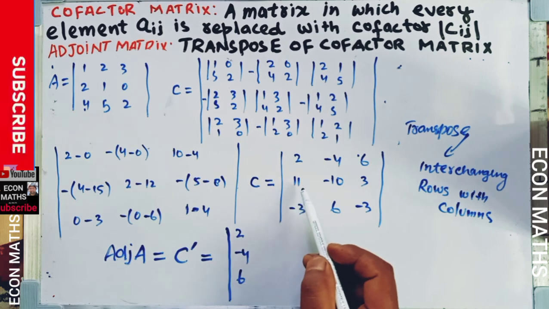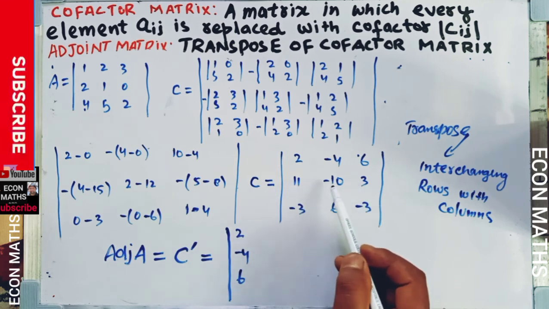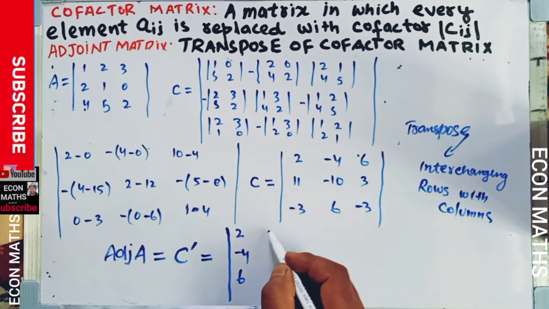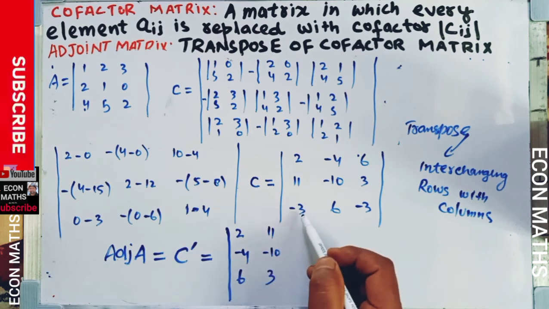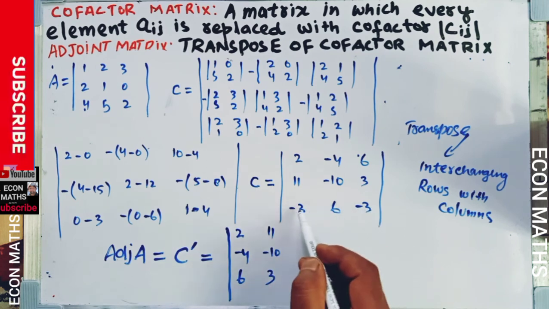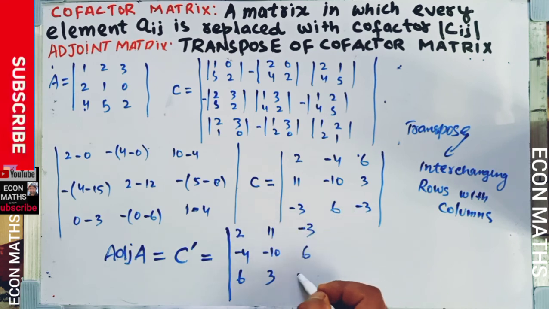Similarly I have, this is a row here, 11, minus 10, 3, this will become a column, that is 11, minus 10 and 3. Similarly here it is minus 3, 6 and minus 3, it is a row, and I will make it here a column. So minus 3, 6 and minus 3. So this is the adjoint of the given matrix.